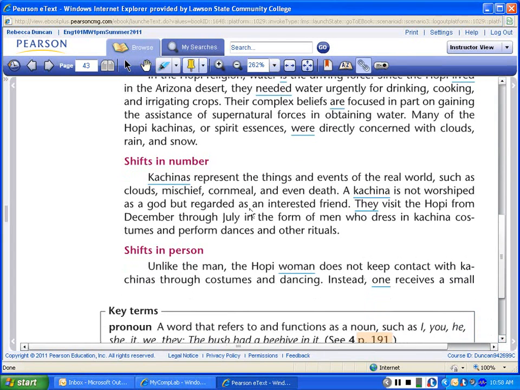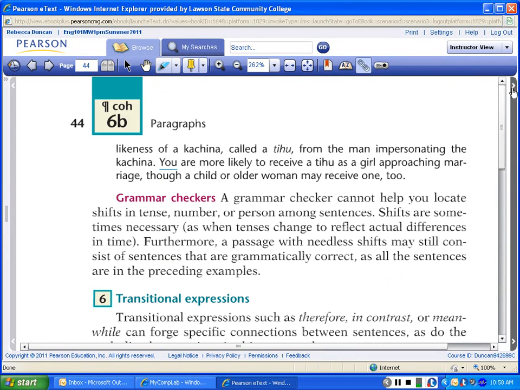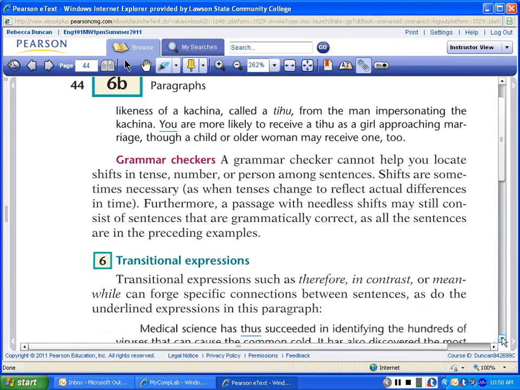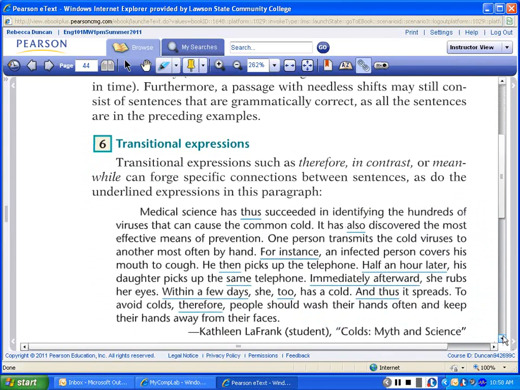Same thing for number. Here it's the kachinas plural, and here it is a kachina singular, and then back to plural. That's very difficult to pick up on in a first draft, or when you're writing it. You have to go back and intentionally look for these things. And we try to help each other out with peer review, and Criterion is really helpful in trying to catch some of this as well. But a grammar checker isn't always going to catch it. You have to look.